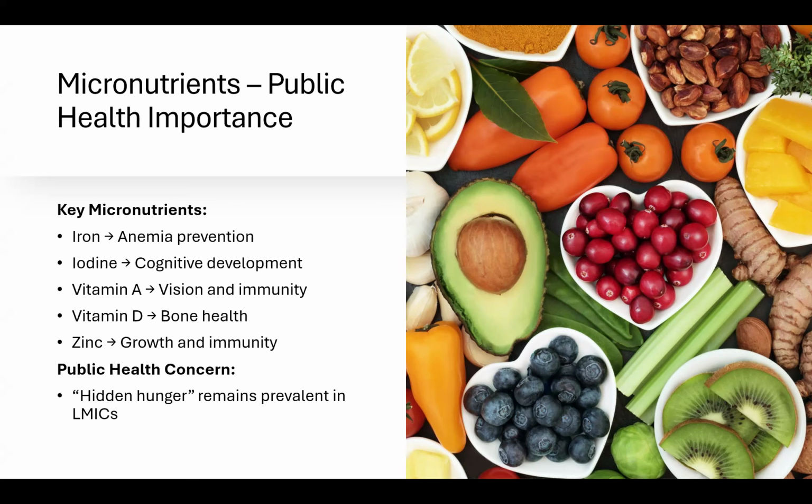Micronutrients. Key micronutrients are iron to prevent anemia, iodine for cognitive development, vitamin A for vision and immunity, vitamin D for bone health, zinc for growth and immunity. And hidden hunger remains prevalent in lower middle income countries. So, hidden hunger means that even though the person may be eating enough food or getting the required amount of calories, the micronutrients are not present in the desired amount, and as a result their body is still hungry for those micronutrients.